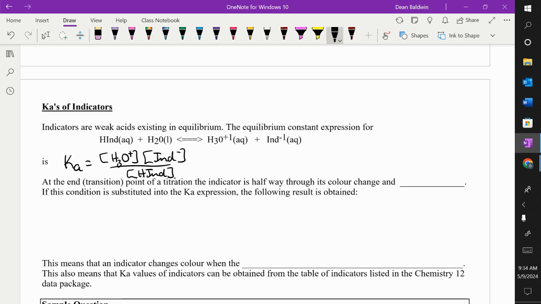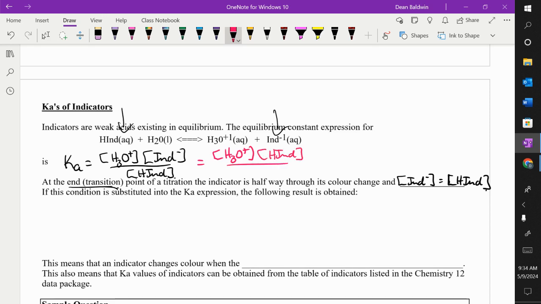But halfway through the color change is the endpoint. At that point, you have equal amounts of this and this. That's the definition of endpoint. So we have concentration of IND minus equal to concentration of HIND. If you sub that into this equation, these will cancel, and you're left with Ka equal to the concentration of H3O plus.